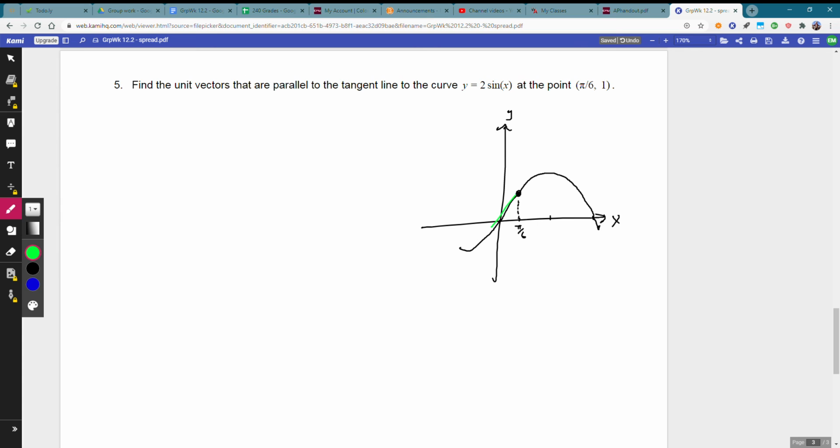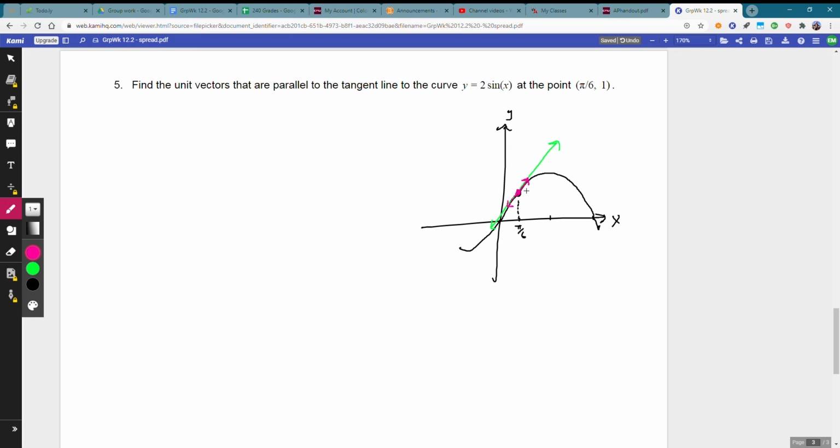Right, and so we can imagine the tangent line to our graph, and we're wanting to know the unit vectors that are parallel to this tangent line. And right away, we can at least get a sense of how many there are going to be. Right, there are going to be 2. There's going to be 1 in this direction, and then another vector pointing in the opposite direction. So we should have 2 vectors at the end of the day.